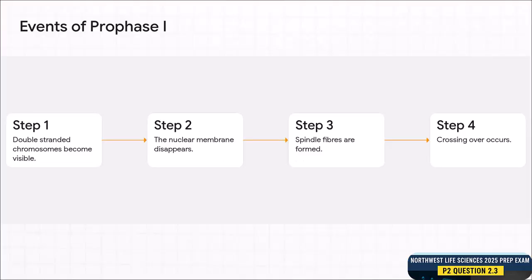So prophase 1, what's the checklist? First, your chromosomes get all condensed and become visible. Think of them like wound-up balls of yarn. Then poof, the nuclear membrane disappears. Next up, those spindle fibers we identified earlier, they start to form. And then, the most important event of all, crossing over. That's the big one. And hey, for the exam, you don't even need all of these. Just a few will get you those 4 marks.